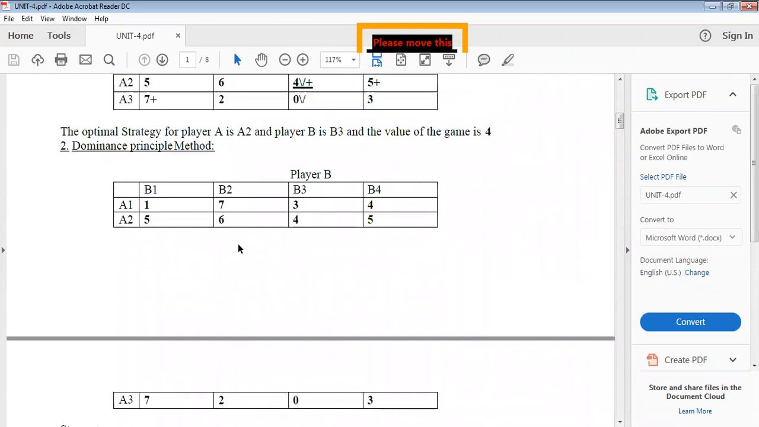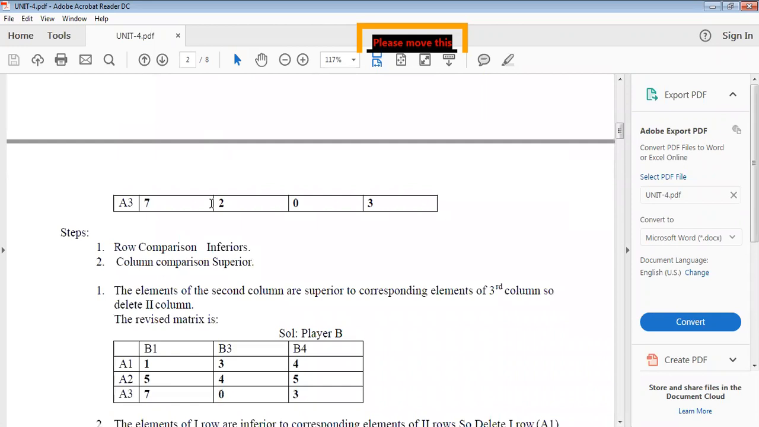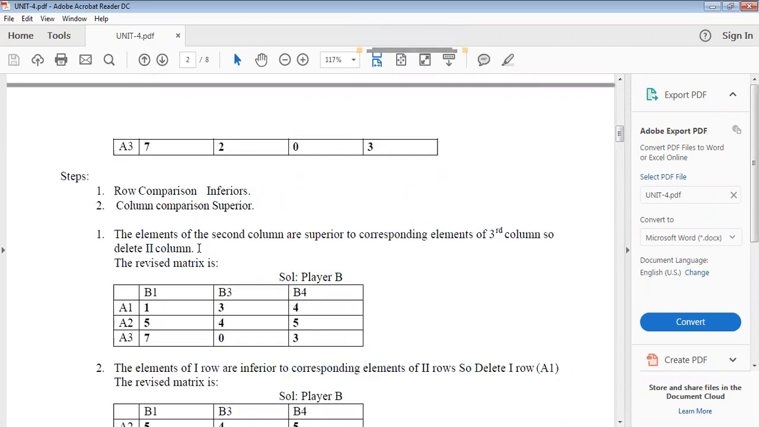Same problem is repeated here. So, dominance principle: row comparison, inferiors; column comparison, superiors. Row comparison: the elements of the second column are superior to the corresponding elements in the third column. So you have to compare the first column elements with second column elements, second column elements with third column elements, like that, which are greater, which are lesser. So row comparison, inferiors; column comparison, superiors.